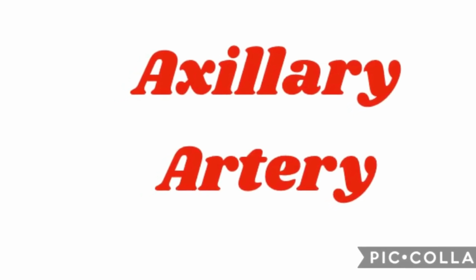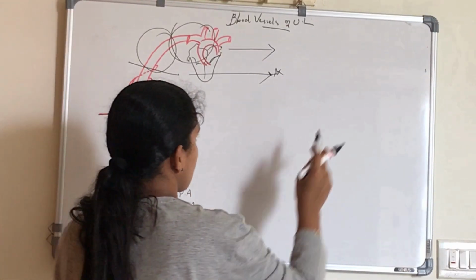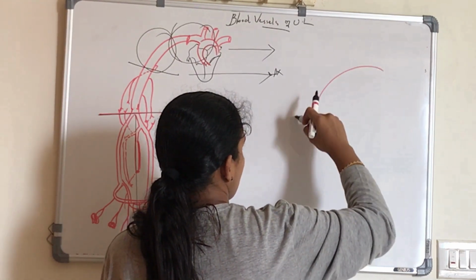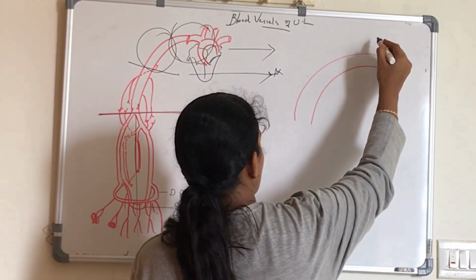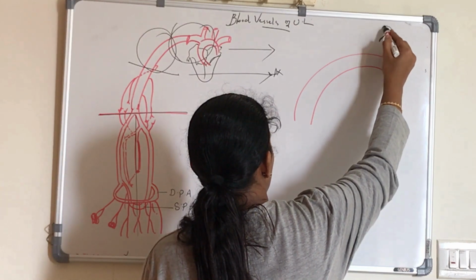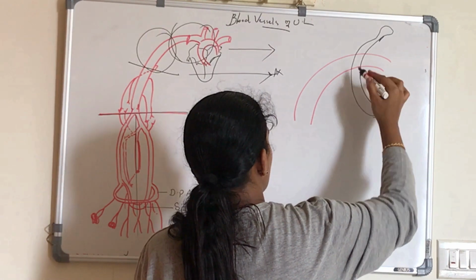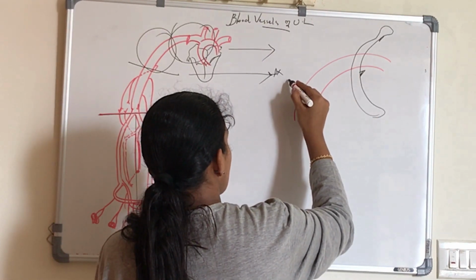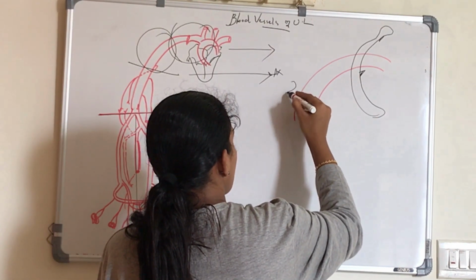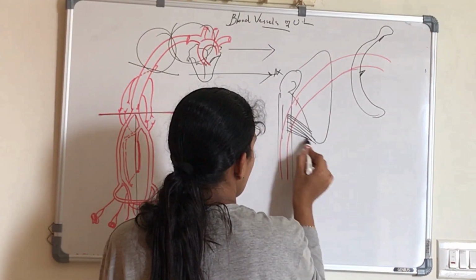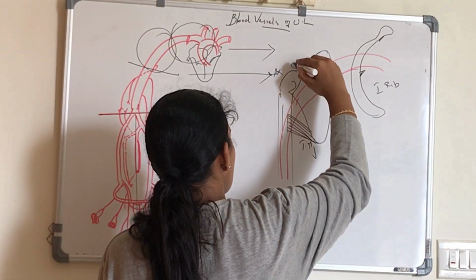Let's move on to the axillary artery. What is the continuation of axillary artery? Subclavian artery continues as axillary artery, and this axillary artery continues as brachial artery. What is the extent? Subclavian artery ends at the outer border of first rib, whereas the axillary artery commences at the outer border of first rib to the lower border of teres major.